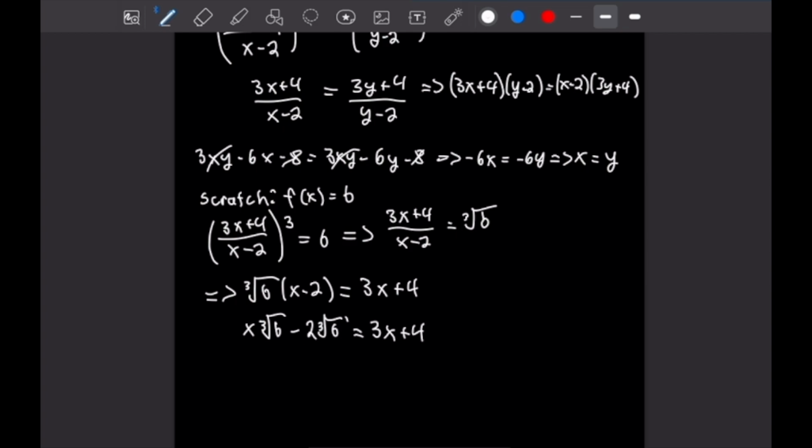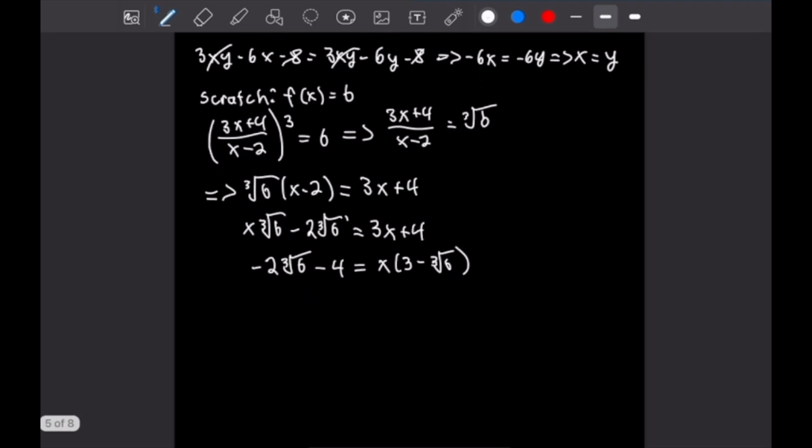But we can subtract that x times the cube root of b over to the other side, and we can subtract 4 over to the left-hand side. And we'll get 2 times the cube root of b minus 4 is equal to x times (3 minus the cube root of b), and then we can divide that over and we will have solved for x. So that means that x is equal to (-2 times the cube root of b minus 4) all over (3 minus the cube root of b).